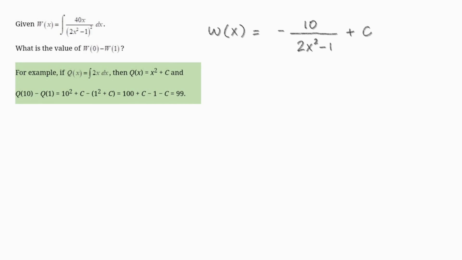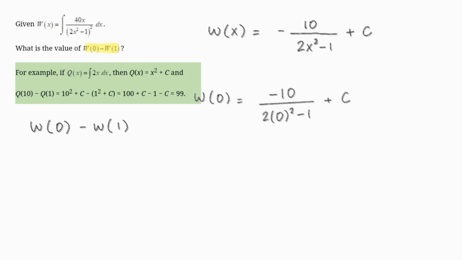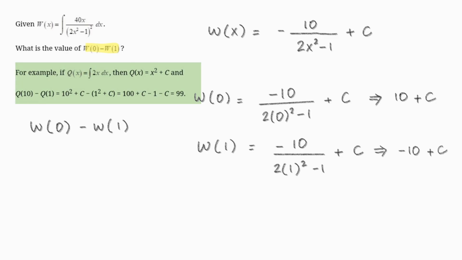Now for the part that trips people up, w of 0 minus w of 1. Substitute 0 at first. So, w of 0 equals negative 10 over the quantity 2 times 0 squared minus 1 plus c. This simplifies to 10 plus c. Let's substitute 1 now. So, w of 1 equals negative 10 over the quantity 2 times 1 squared minus 1 plus c. This simplifies to negative 10 plus c.